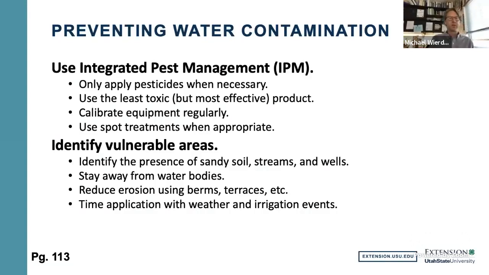Additionally, identify those vulnerable areas where you have sandy soil, streams and wells, or water bodies nearby. You can also help to reduce the probability of erosion by using berms or terraces, and then time your application with weather and irrigation events in mind. Keeping these in mind will help you reduce your chances of water contamination and will also increase the efficacy of your pesticide application because your chemistry will stay where you want it.